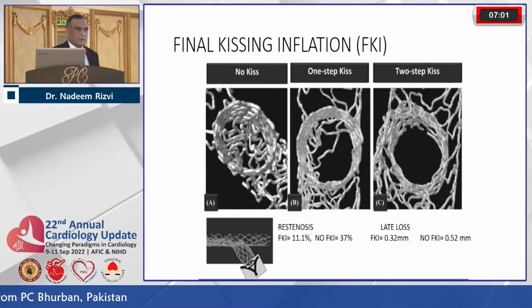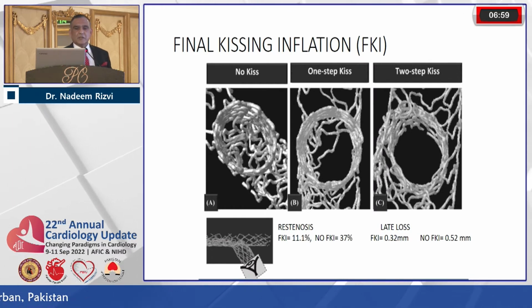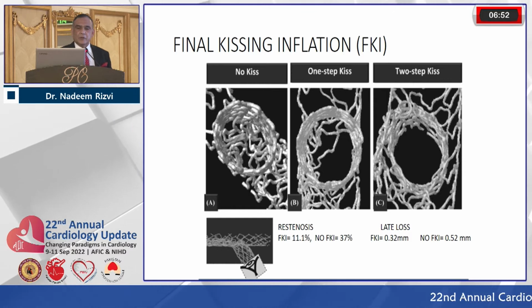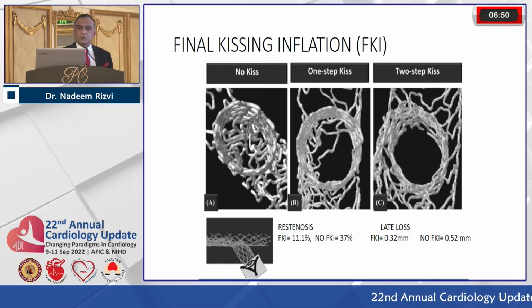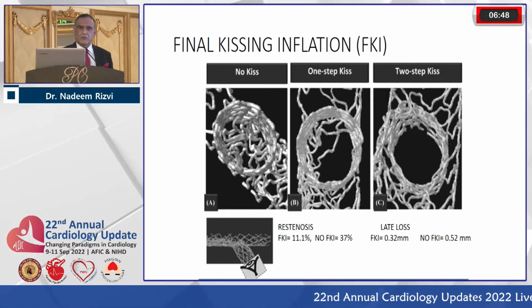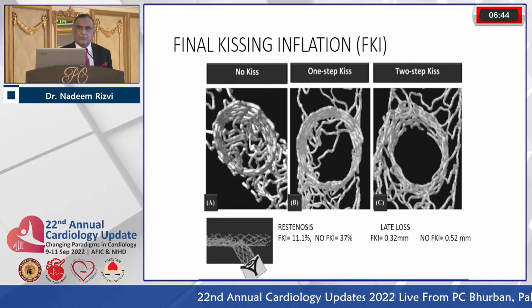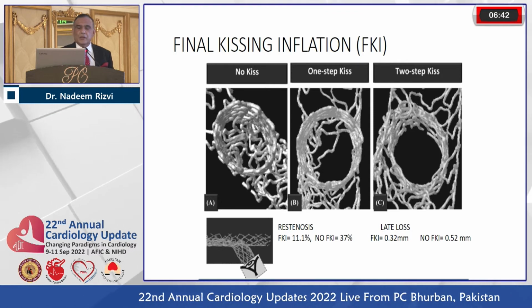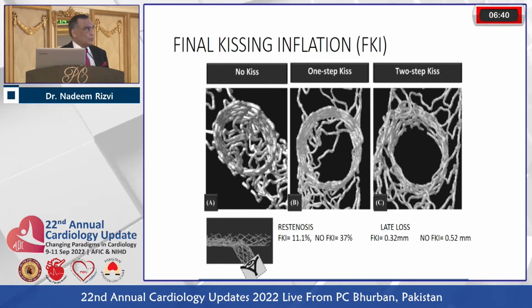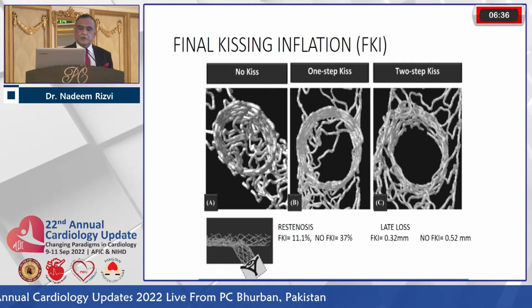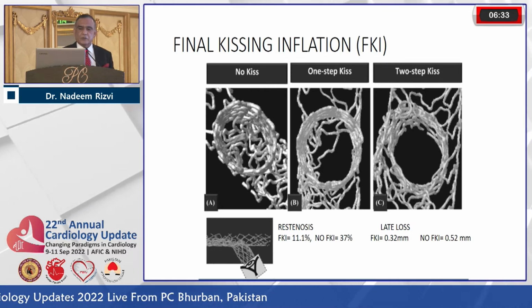Final kissing inflation, this is DK crush where you do double kissing and crush. Why were we crushing the stents and then recrossing and doing a single dilatation? No kiss, 1-step kiss and 2-step kiss, the side branch orifice. And obviously if it's rounder and more open without much struts inside, it makes common sense that this would be better. And it has translated into some data also where you can see restenosis rates are less and late loss is less.